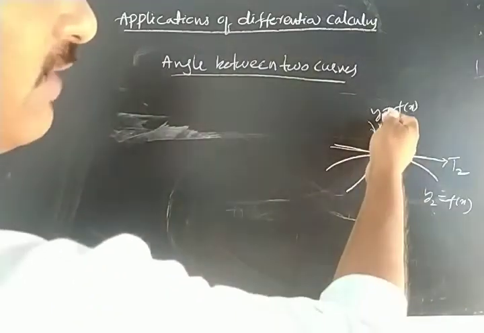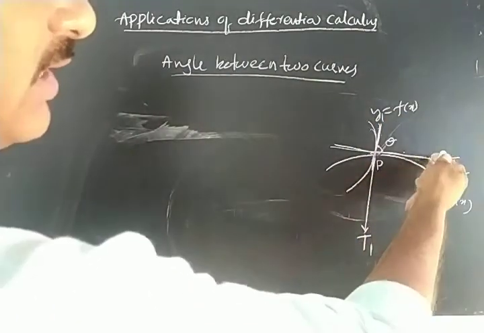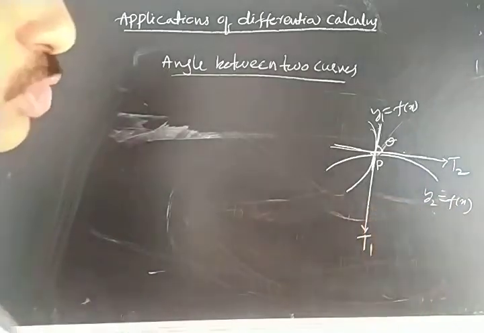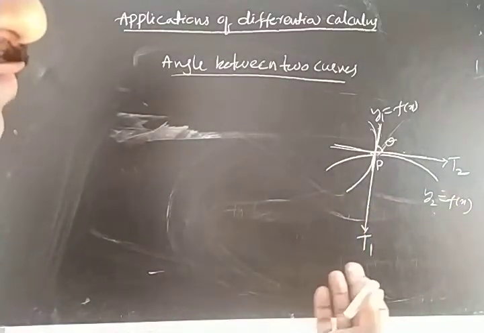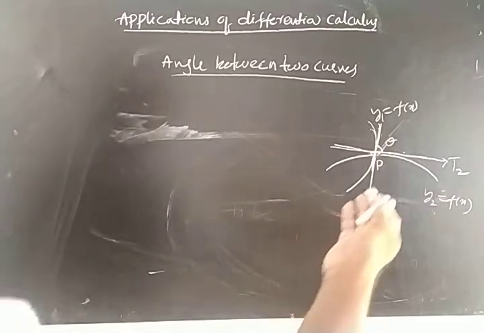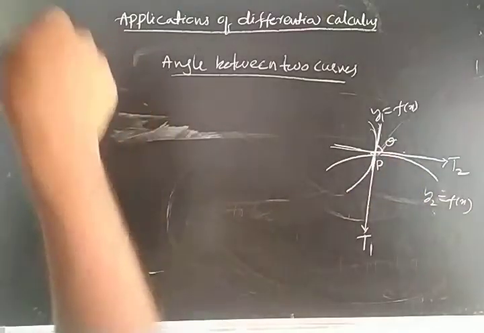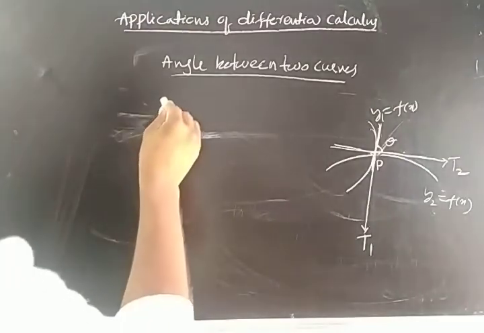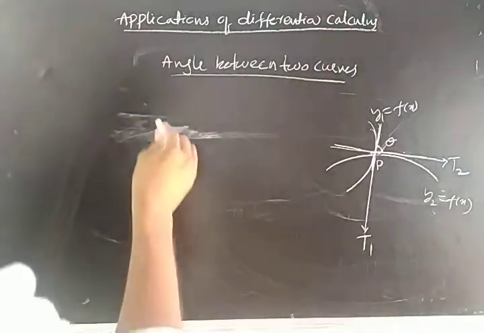If you take the first tangent slope as m1 and the second tangent slope as m2, we know the formula tan theta equal to m1 minus m2 by 1 plus m1 m2. Using that formula, you can find the angle between the two curves y1, y2.